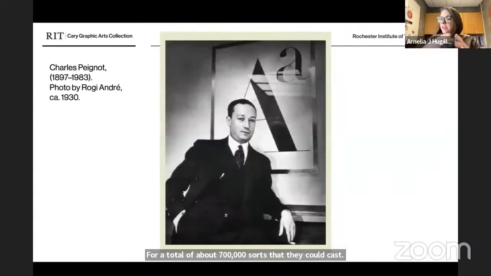The foundry's president, Charles Peignot, had the vision to launch the magazine. He went on to be a very important figure in the annals of type design, and we still experience his legacy today in the field. But let's get a little historical background.